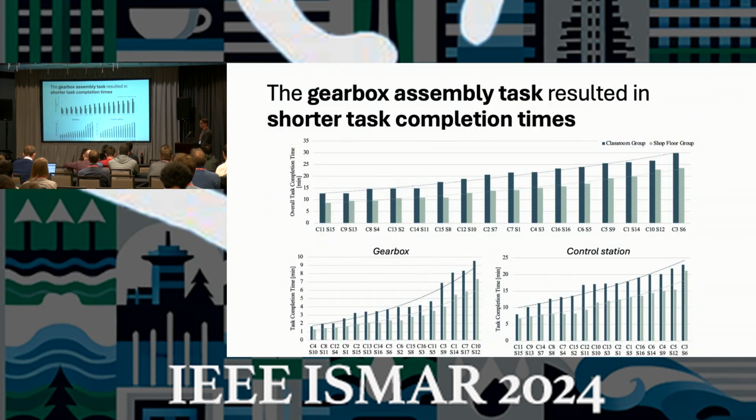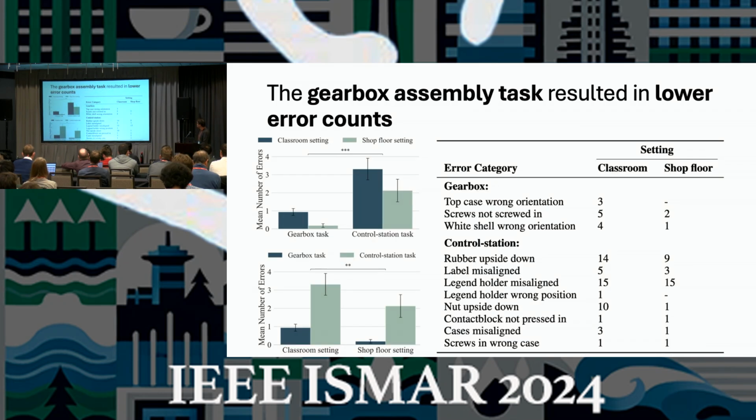So let's look at the task, right? The construct validity. What about the gearbox assembly task, which is a little bit artificially simple? It's not a task of the complexity you would normally do in an industrial environment. Well, the gearbox assembly task resulted in shorter task completion times. Now I want you to look at the bottom here. To the left, we see the gearbox. To the right, we see the control station. The figures look the same. What's going on? Am I trying to trick you? But look at the scale of the vertical axis, and you will see that the gearbox clearly was faster than the control station task. The gearbox assembly task resulted in lower error counts.